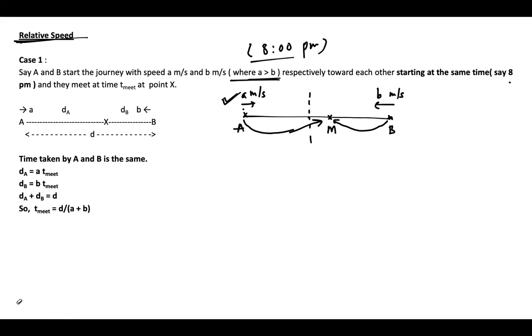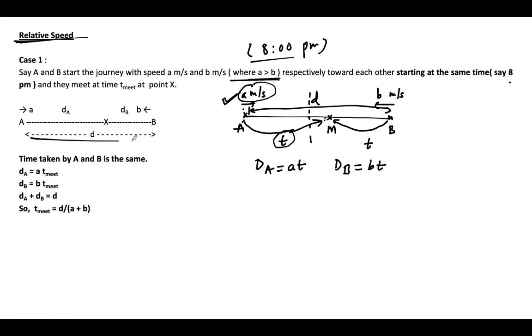So in this scenario, what is constant? Time is constant. If A is taking t seconds from A to M, B is also taking t seconds. What is the distance traveled by A from here till here? You know speed, you know time. Distance is speed into time: a into t. The distance traveled by B would be b into t. And one more piece of information is given, which I have not provided yet: this distance is D.